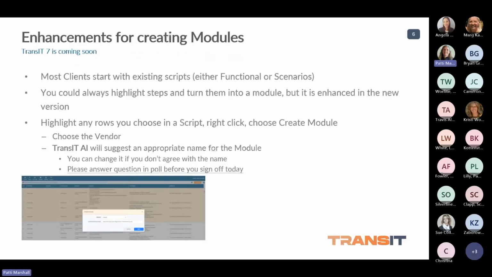And I did show this briefly last time as well, but I'm going to show it again, which is that when you create modules now, so you've always in TransIT been able to go into a scenario and select a whole bunch of rows and right click and choose to create a workflow. Instead of that function now, when you right click, you'll be creating a module. And when you create a module, it's going to suggest a name for you.